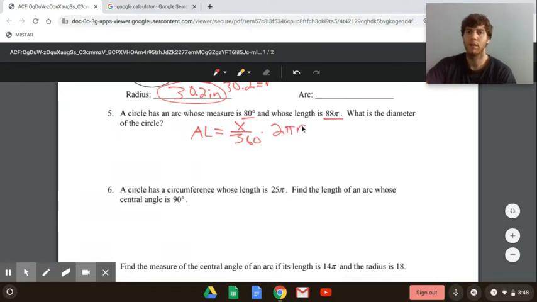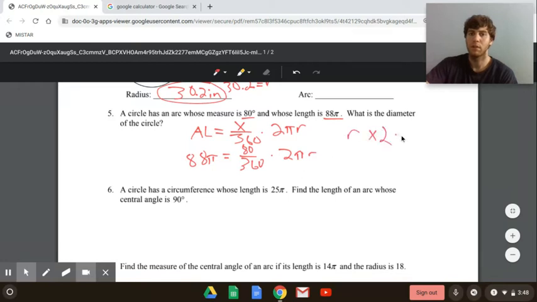Right, so you would have your arc length, right, 88.88 pi. You have your central angle, which is 80. And then you need to find your radius. So you would solve for radius. And then when you find your radius, right, you would multiply by 2 to get your diameter.